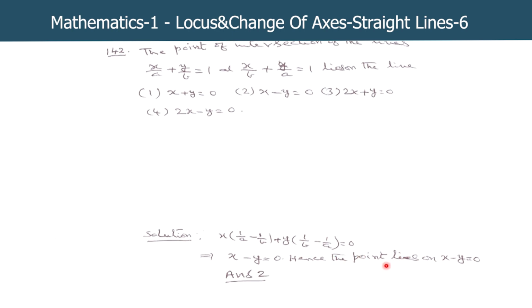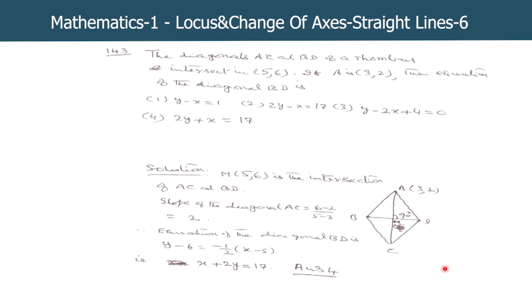Hence, the point of intersection lies on the line x - y = 0, which is nothing but y = x. So, the point of intersection of the lines x/a + y/b = 1 and x/b + y/a = 1 lies on the line y = x. So, the correct option is option number 2.